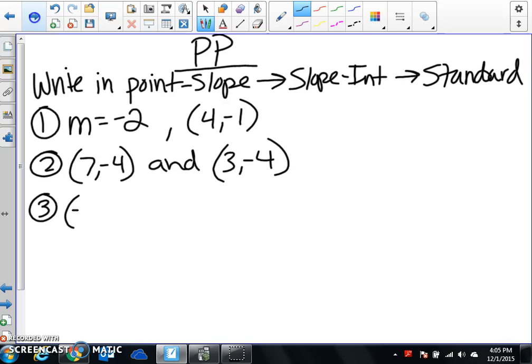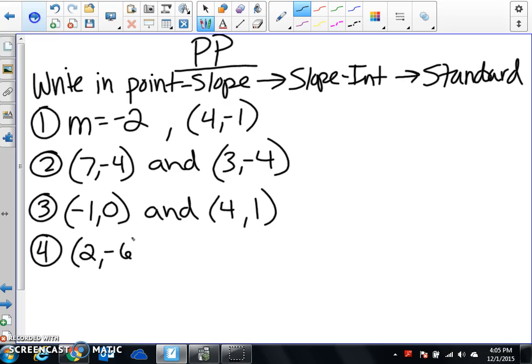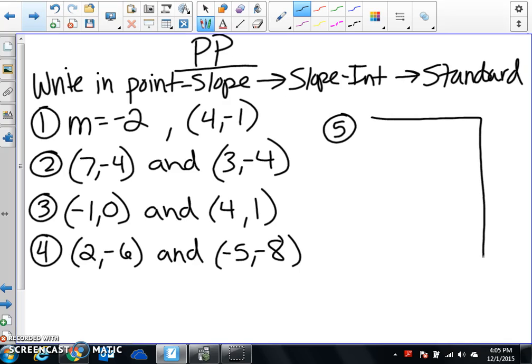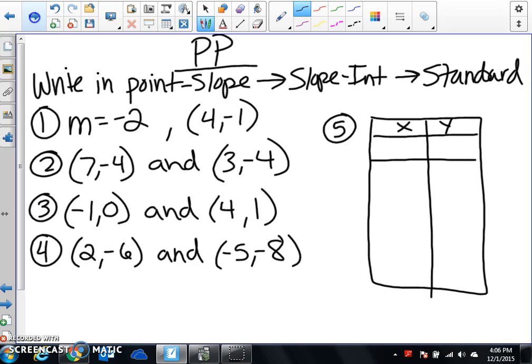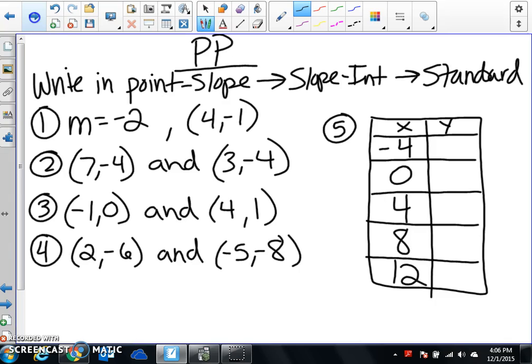3, through the points negative 1, 0, and 4, 1. 2, negative 6, and negative 5, negative 8. And then lastly, over here with number 5, let's do a table. All right, let's do negative 4, 0, 4, 8, 12.